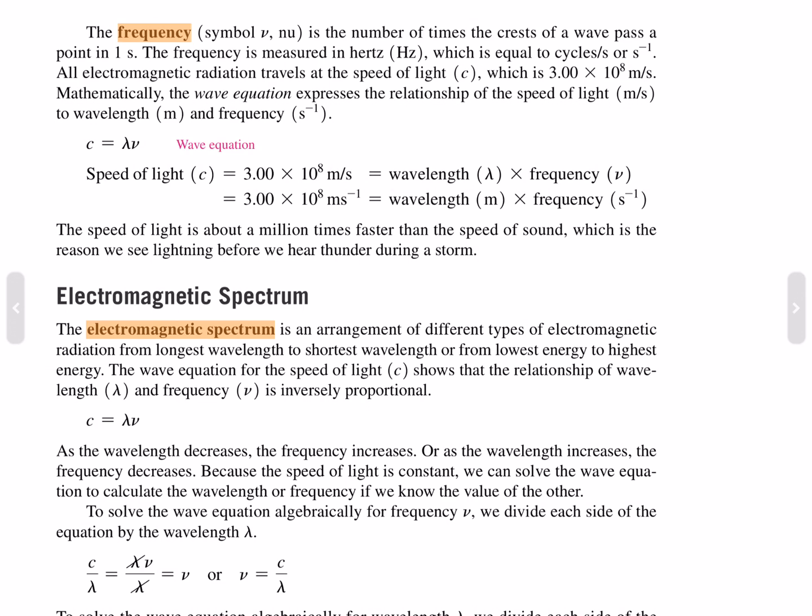Mathematically, the wave equation expresses the relationship of the speed of light to wavelength and frequency. c equals lambda nu. The speed of light, 3 × 10⁸ meters per second, equals the wavelength of the radiation, lambda, times its frequency, nu. The speed of light is about 8 million times faster than the speed of sound, which is the reason we see lightning before we hear thunder during a storm.